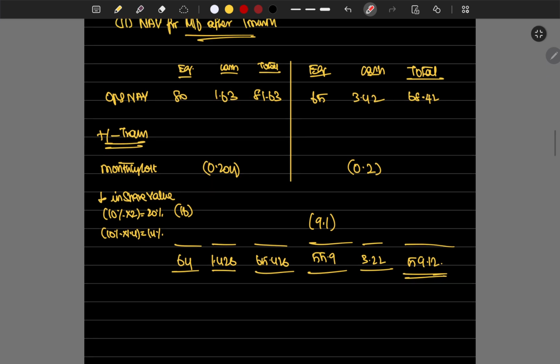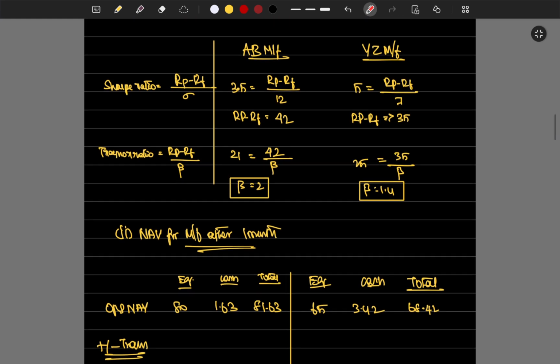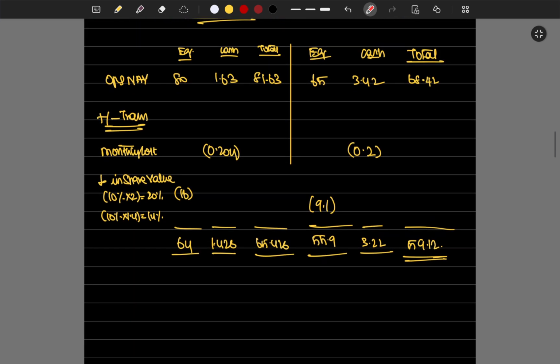Once we have found the beta, we have to substitute. Using the beta, we are going to drop our share value. A 10% drop is there in the market in the next period. So what will be the drop in the shares?